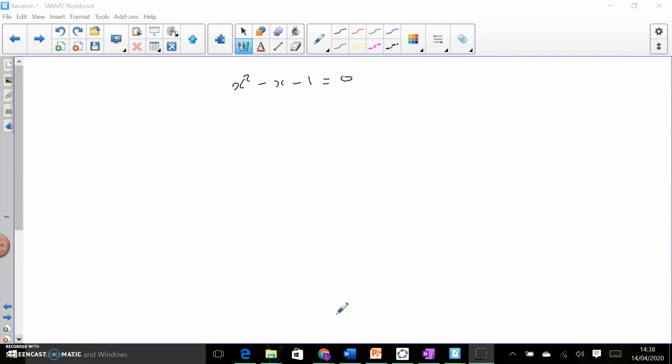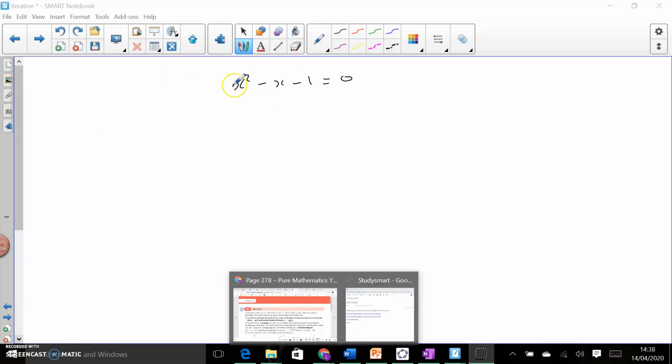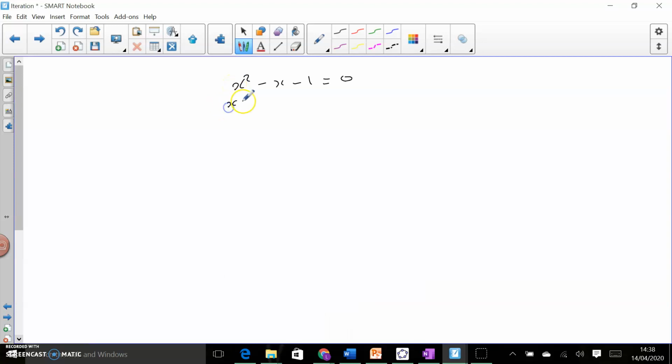Now, that wasn't the only way I could have rearranged the equation. I could have just factorised the first two terms, x minus 1, and added 1 to both sides, like that. And then written x equals 1 over x minus 1. Again, we have the form of x as a function of x. That is what we're trying to achieve. And our iterative formula would be x_(n+1) is 1 over x_n minus 1.